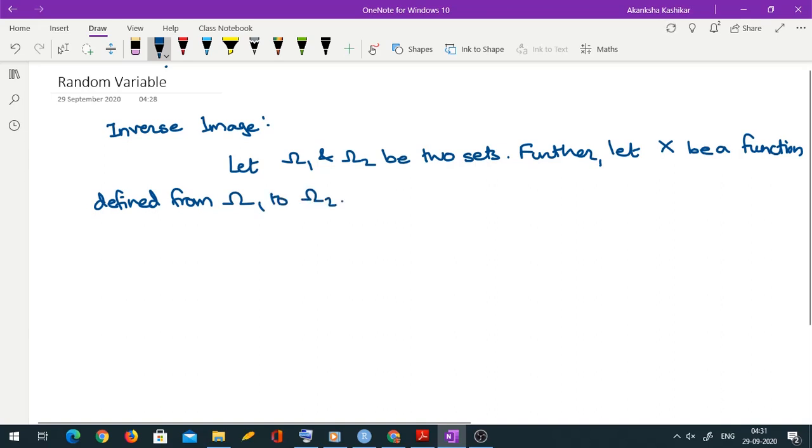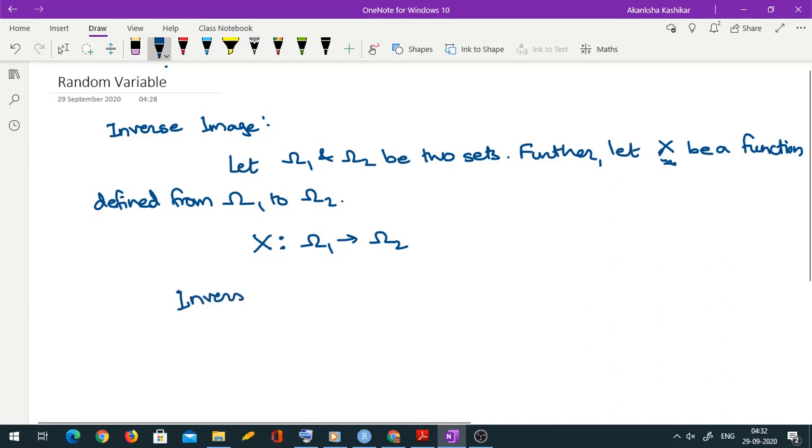Now a couple of things. You have been using the notation f for function. Why am I using X here? Because finally we are going to turn this function into a random variable, and X, Y, Z are the notations that we use for random variables. So I am sticking with X here. X is a function defined from omega 1 to omega 2, which means omega 1 is the domain and omega 2 is the codomain.